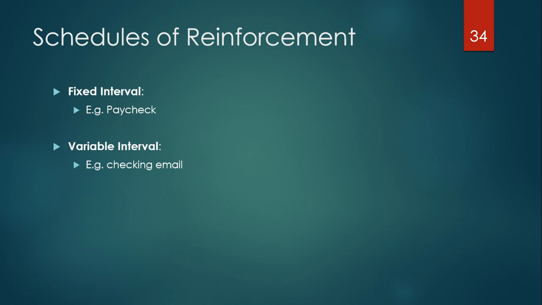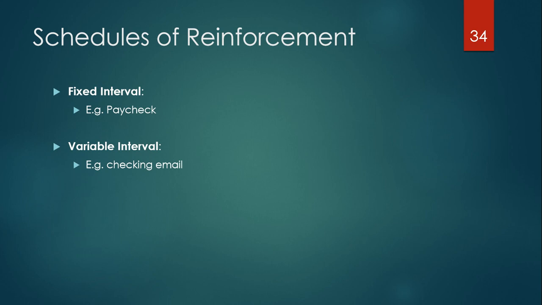So that's ratio schedules of reinforcement. And now we're going to briefly talk about interval schedules of reinforcement. So a ratio schedule of reinforcement depends on the number of times that a behavior occurs. An interval schedule of reinforcement depends on time, an interval of time. So a fixed interval schedule of reinforcement means the organism is going to get reinforced for the first time that behavior occurs after a set amount of time.